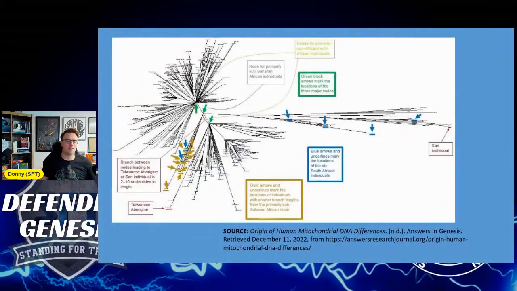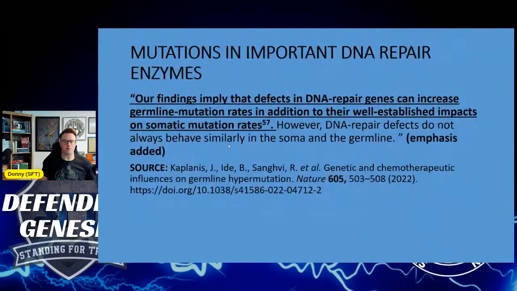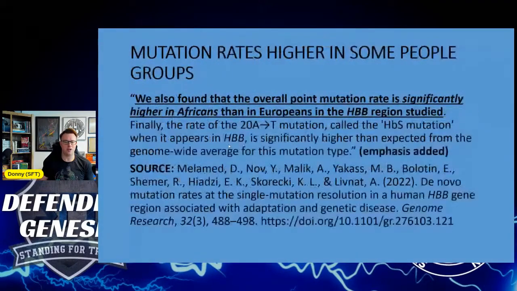And so lots of factors, lots of assumptions go into their out of Africa model. Mutations in important DNA repair enzymes. Our findings imply that defects in DNA repair genes can increase germline mutation rates, in addition to their well-established impacts on somatic mutation rates. We also have a paper here where the overall mutation rate, notice how these papers are all from 2022. This is the most recent data out there.